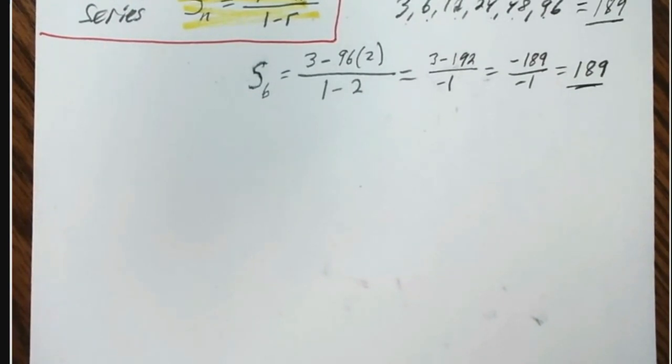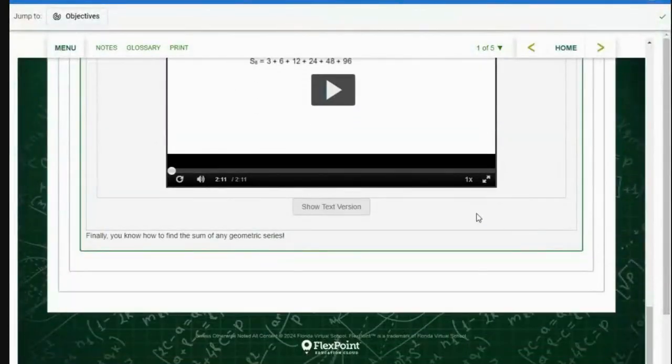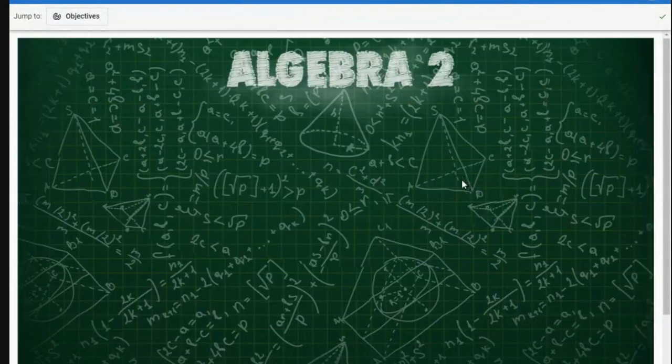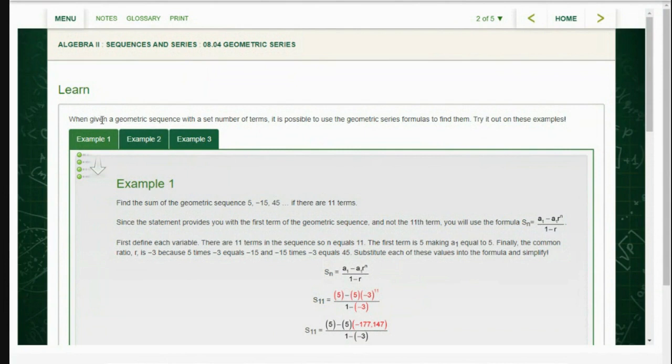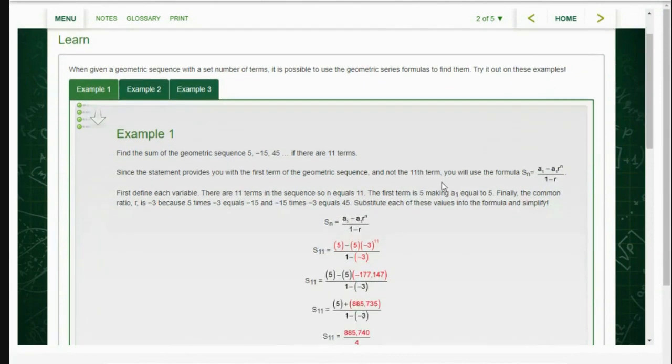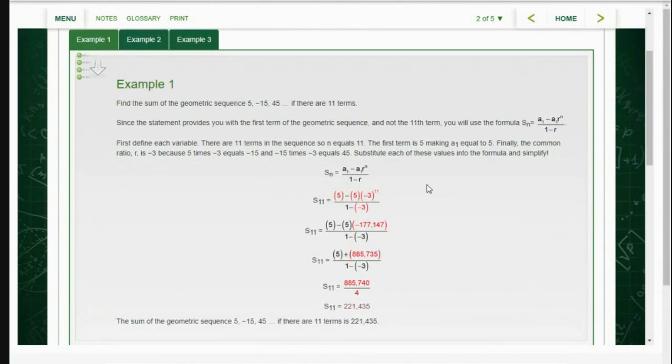All right, let's go back and see what else this lesson holds. When given a geometric sequence with a set number of terms, it's possible to use a geometric series formula to find them. So here they're going to give us some more examples. This is 5, negative 15, 45, if there are 11 terms.